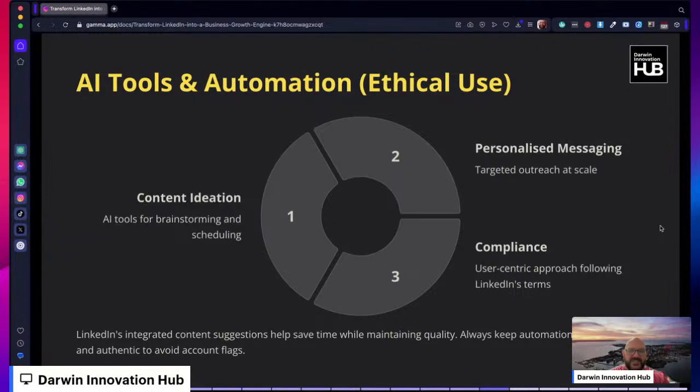Use personalized messaging. You can target your outreach at scale, but what I would do is create something where you say, "I want to say this to 50 different people. Please give me 50 different ways of saying this."